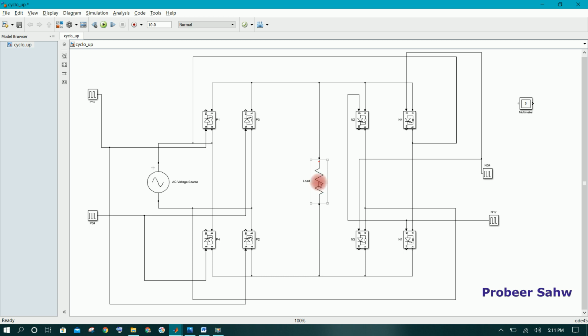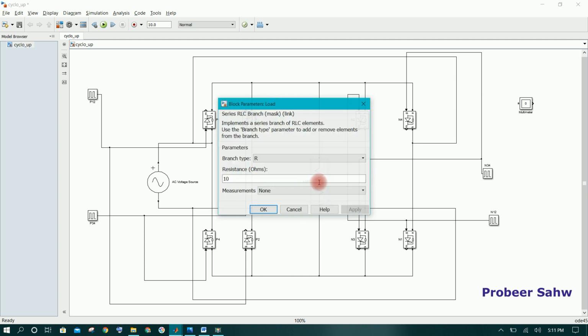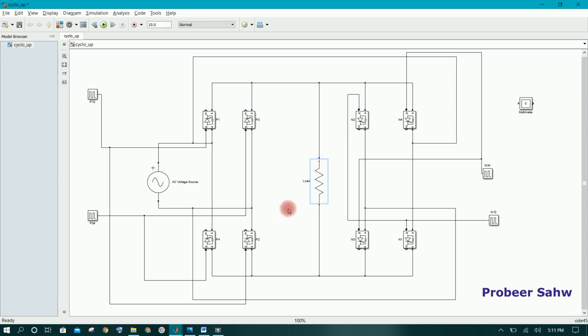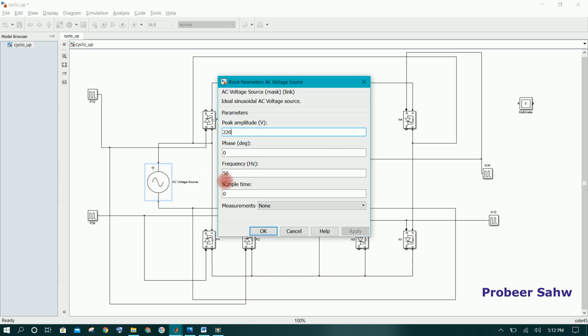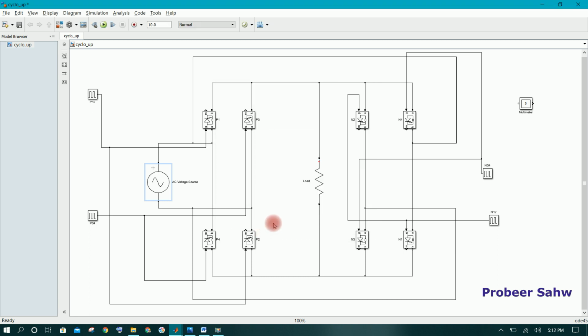elements. So first of all, double click on load. You can see there is this option measurement, which is by default set to none. Change it to branch voltage and OK. Now the voltage across the load will be available for measurement. Do the same thing for source. Change the measurement to voltage and OK.